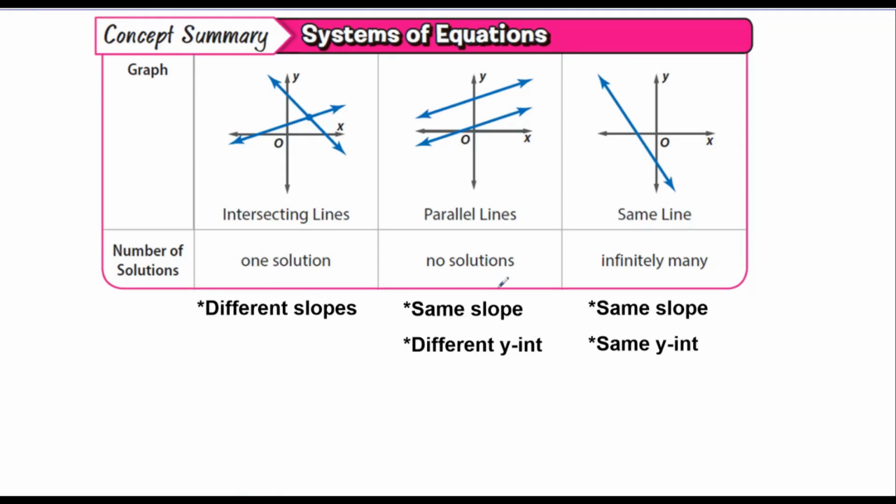If they have the same slope but different y-intercepts, that tells you that they're going to be parallel and there is no solution. They will never cross. Or if they have the same slope and the same y-intercept, they're the same line. So then they cross each other everywhere, and we say that there are infinitely many solutions to that system of equations. So this is one method to solve systems of equations, and that's by graphing. And we're going to run into three possible outcomes: one solution, no solutions, or infinitely many solutions.